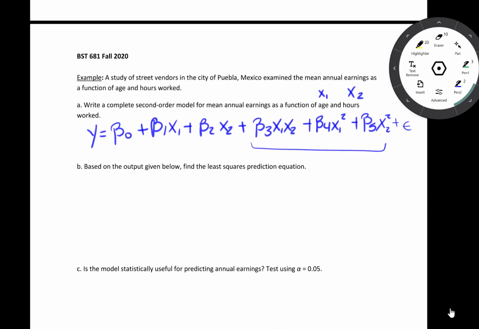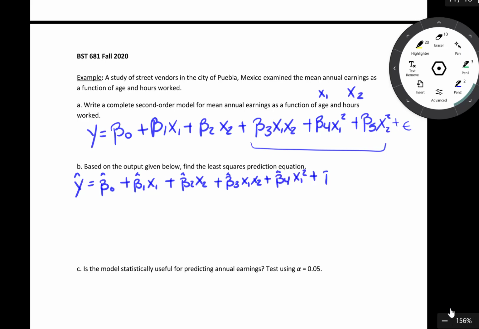All right, so looking here at our model, the first thing I'm going to do is just write out the generic form of the prediction equation. So there's our generic form. So now what we could do is we could go through, look at our output, and fill each of these values in, and we get the following.